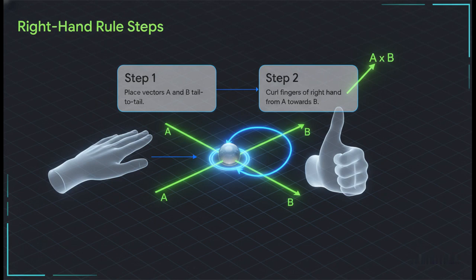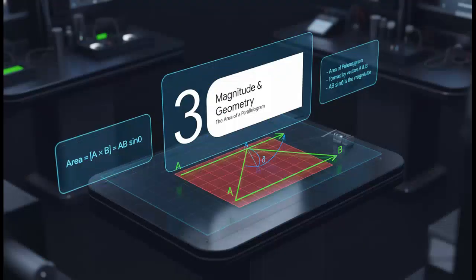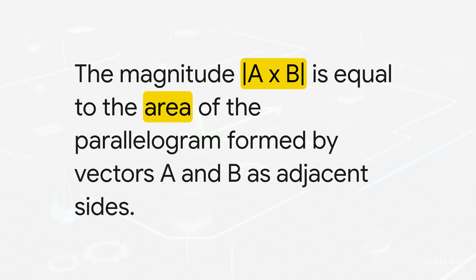And what's really important is that this new vector is always perpendicular to the plane that A and B are sitting in. So we've got the direction down, but what about the magnitude? That AB sine theta part? It's not just some random calculation. It actually has this really elegant geometric meaning behind it. And this is the key takeaway here.